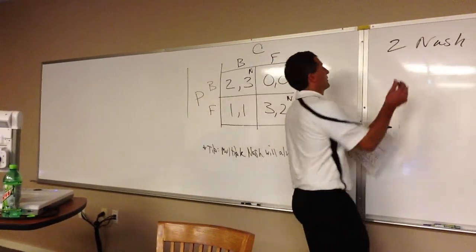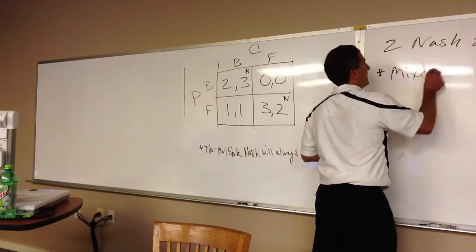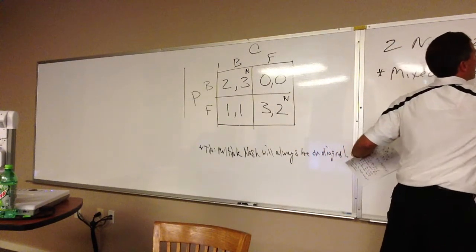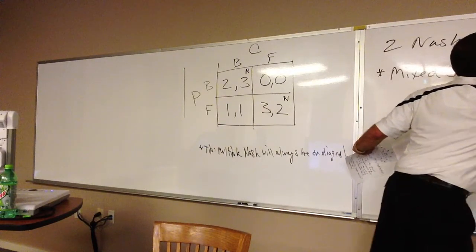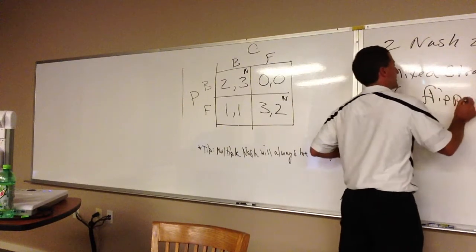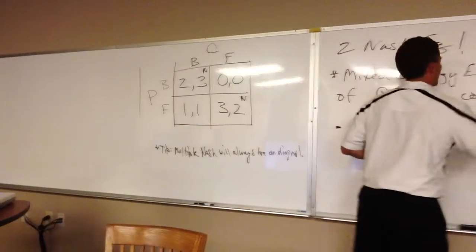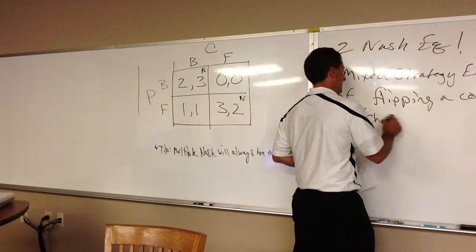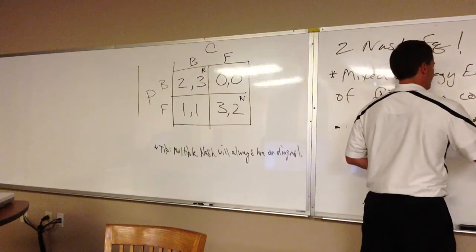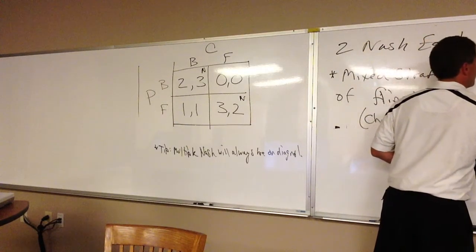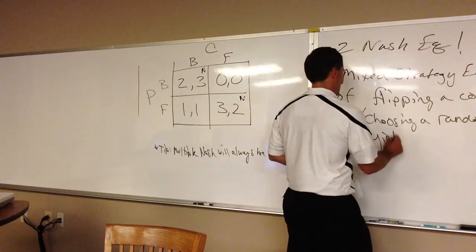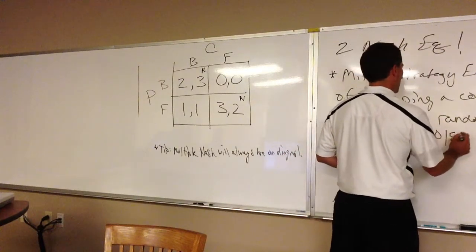And then we might be able to further say that there's a mixed strategy equilibrium of flipping a coin. Now I use flipping a coin just because we all can relate to that. But what we're really doing is we're choosing a randomization tool that yields a 50-50 outcome.